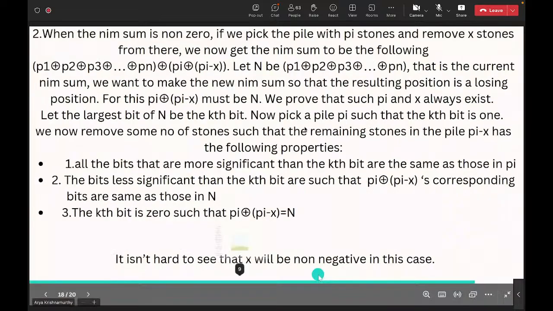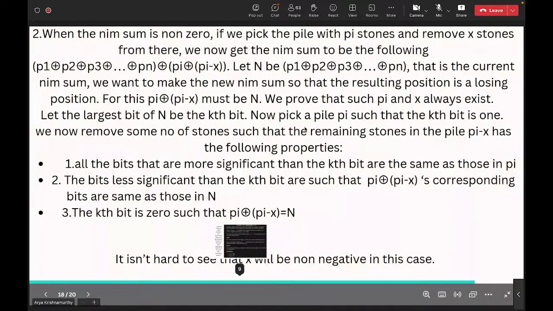So what happens when the NIM sum is non-zero? If the person whose turn it currently is picks the pile with Pi stones and removes X stones from there, the new NIM sum will be the current NIM sum XOR Pi XOR Pi minus X.